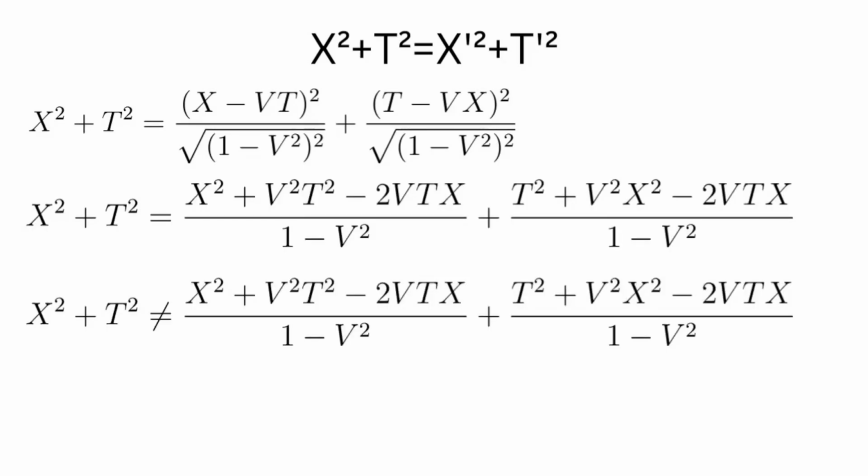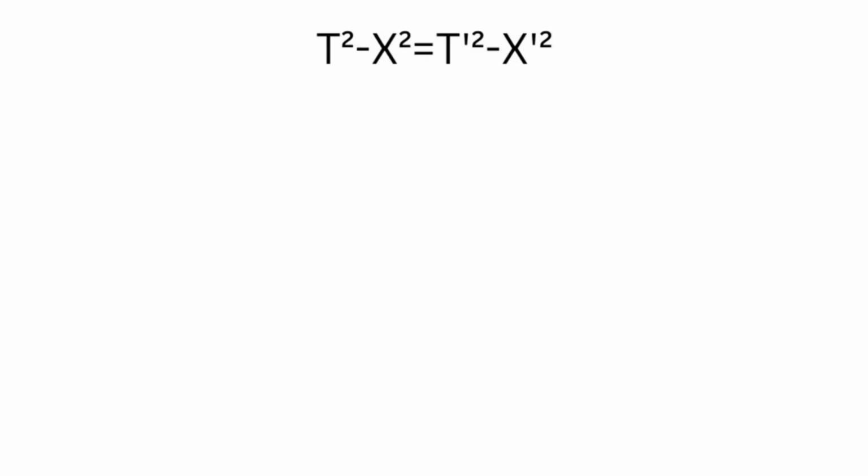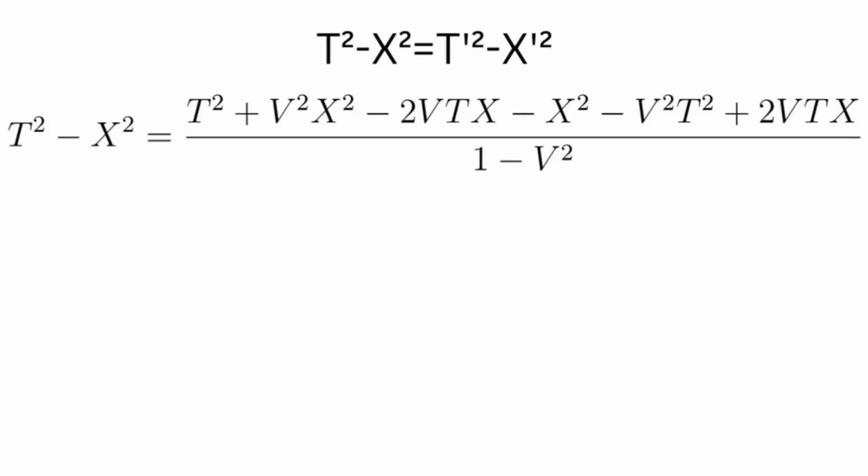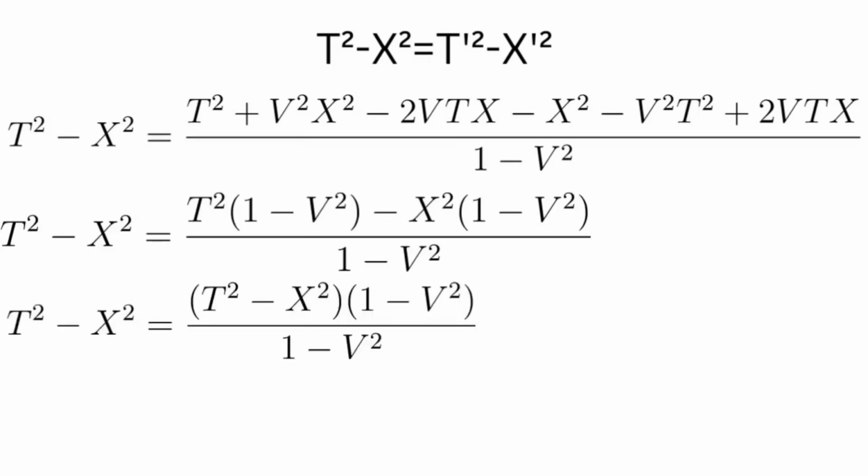But if you observe equations clearly, you can see that the extra term can be cancelled if there was a negative sign between t prime square and x prime square. Let's substitute Lorentz transformations into t prime square minus x prime square is equal to t square minus x square. We get that in fact t prime square minus x prime square is equal to t square minus x square.